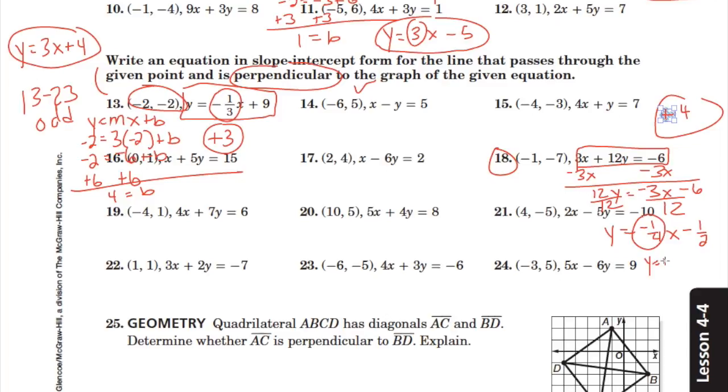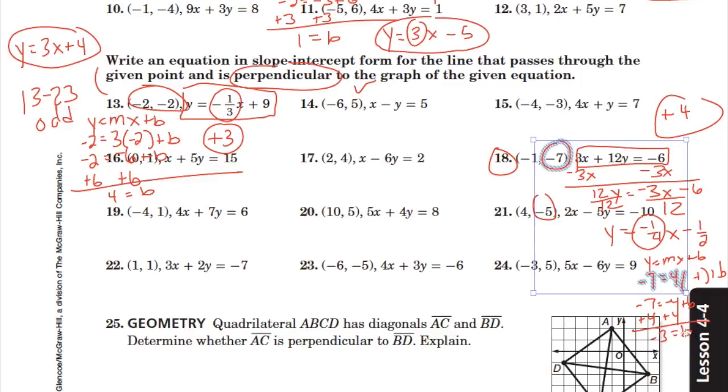So y equals mx plus b. My y value here is -5. So, whoops, wrong one, sorry. My y value is -7. -7 equals 4 times my x value, which is -1, plus b. -7 equals -4 plus b. Add 4, -3 equals b. That's just my y-intercept. So my final equation is y equals 4x minus 3.